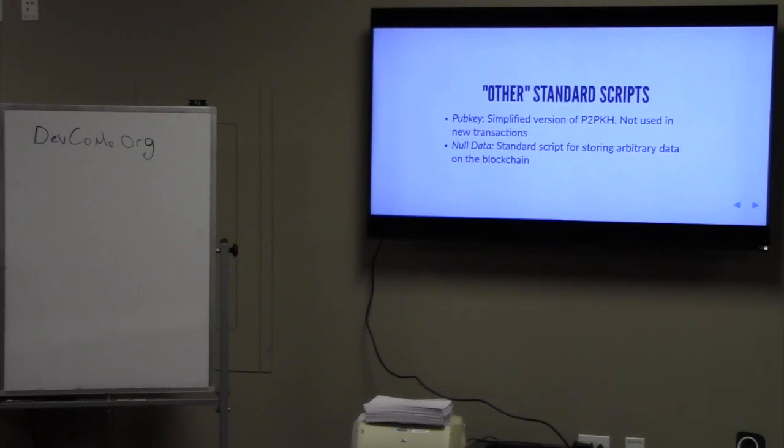There are a couple other standard scripts. There's the public key, which was a simplified early version of the pay to a public key hash that's not used anymore, but you will see it in older transactions, and it's still accepted by miners. And the null data transaction lets you spend coins to store data on the blockchain. So when you hear about people storing data on the blockchain, if they're doing it on the Bitcoin blockchain specifically, then they're using a null data transaction.